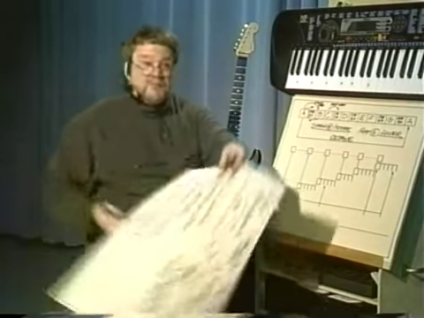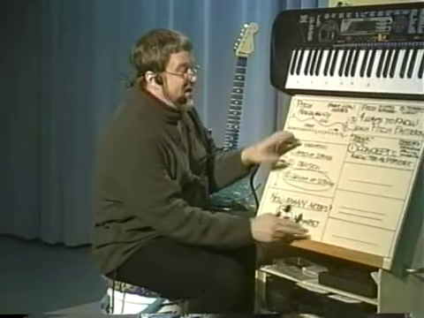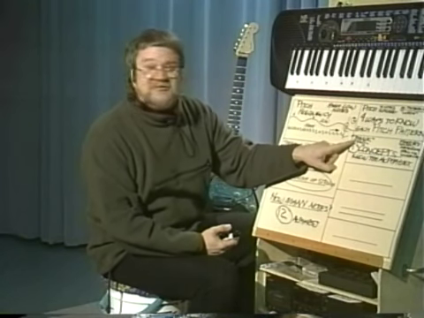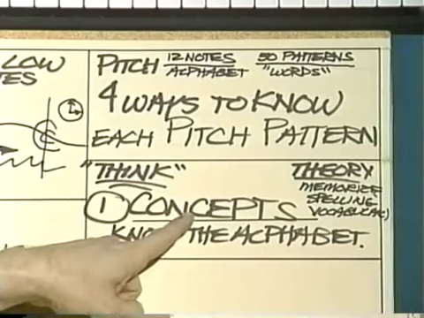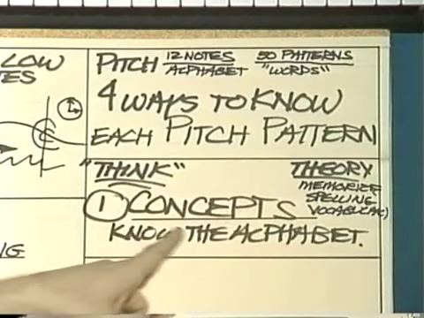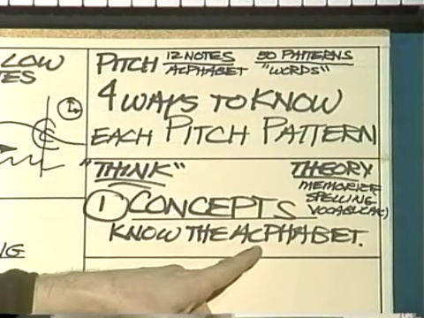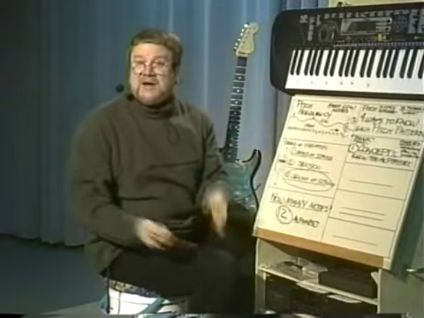So, there. Remember, now what we're talking about is the 4 ways to know your pitch patterns. And the first way you have to know any word in any language is you have to have it in your head. You've got to be able to think in the language. You've got to understand your pitch patterns as concepts. That's the whole music theory stuff. And in order to do that, you got to make sure you know the alphabet first. Now, doesn't that make sense?